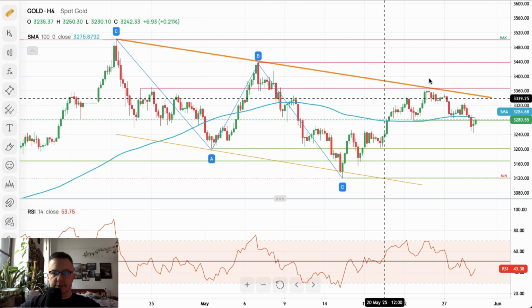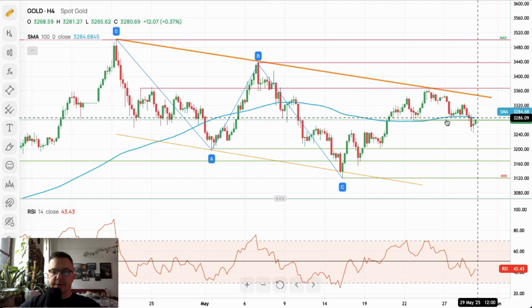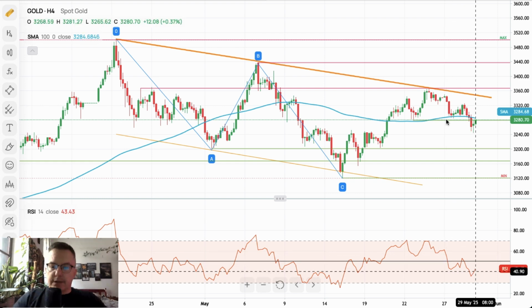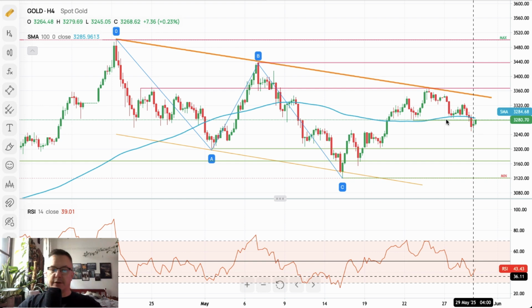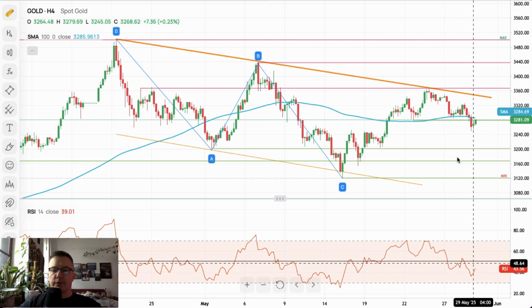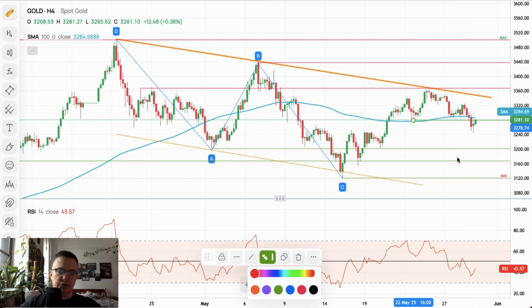This is 3,280 technical support. Now it's being tested from below, and we broke below the level of the 50 on the RSI, made a new low, 36 points. So market conditions are pretty oversold.